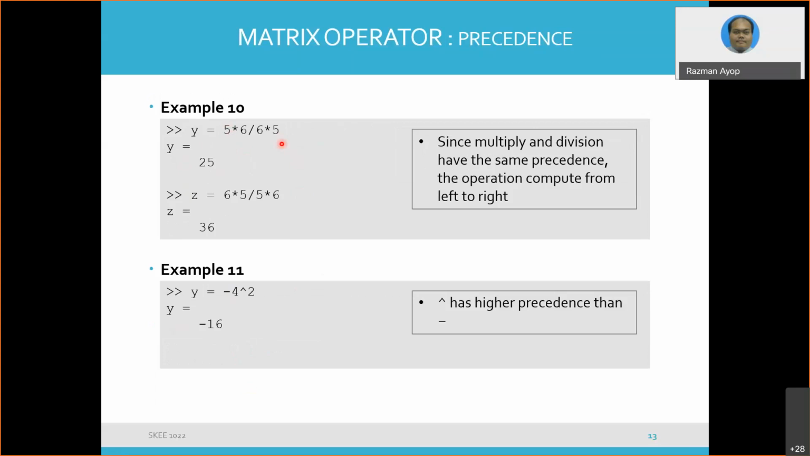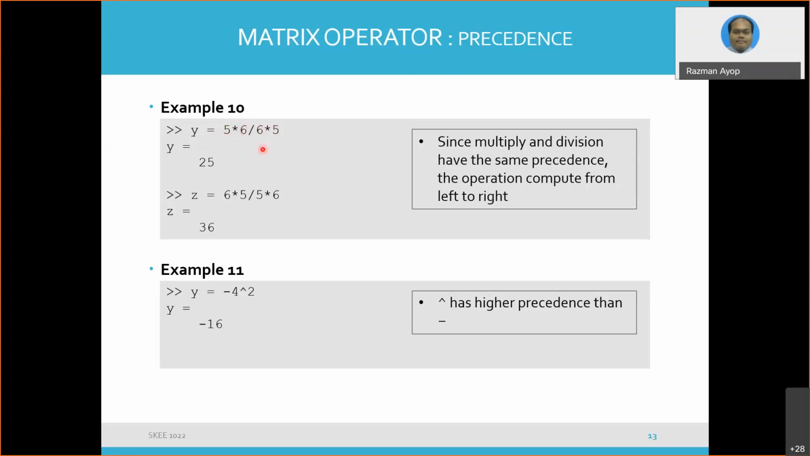So you need to know bracket needs to be done first. Okay, and then power of, and then division and multiplication have the same level. If you meet division and multiplication together, you have to solve the left side first. So for this example, you have to solve left side first. Okay, so 5 multiplied by 6, you get 30. Okay, so 30 divided by 6, you get 5.